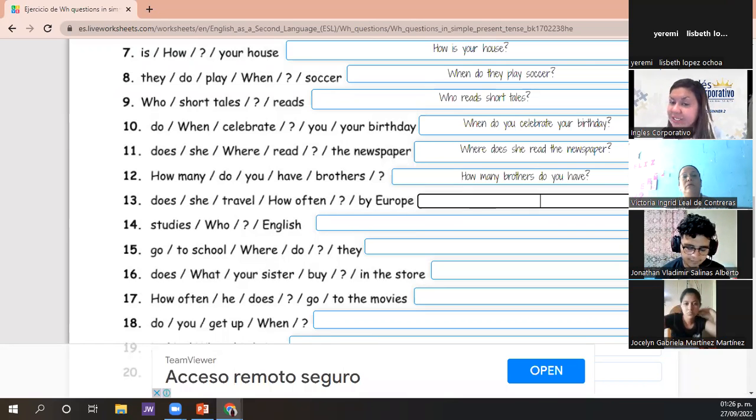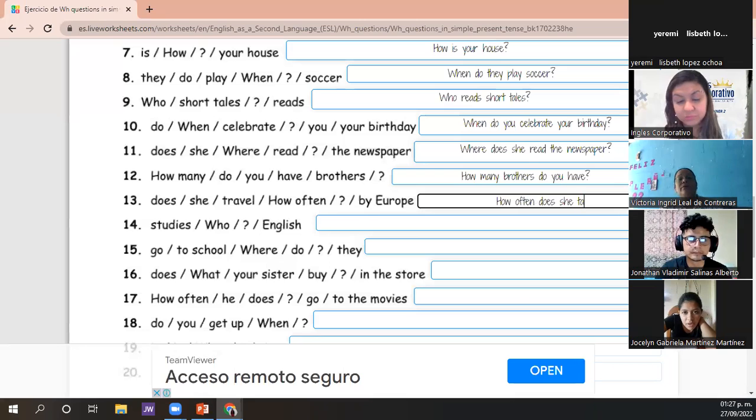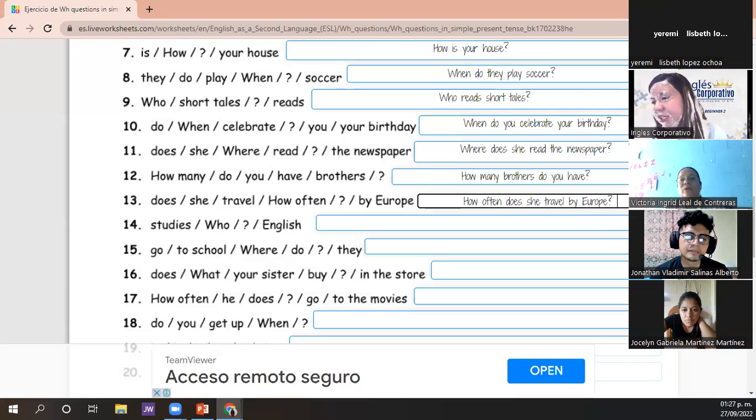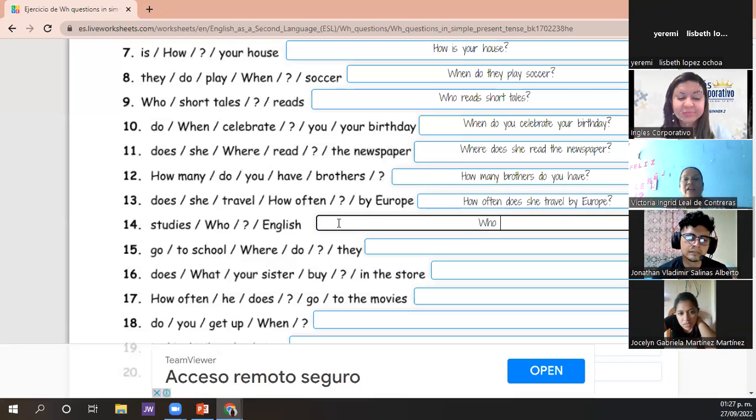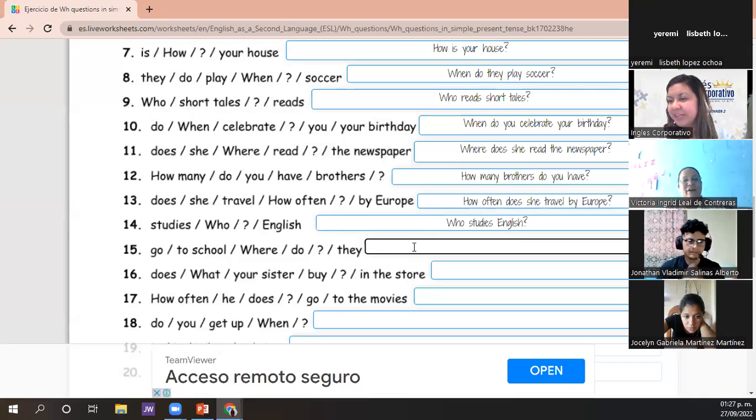Okay, number 13. How often does she travel by Euro? Okay, 14. Who studies English? Exactly. ¿Quién estudia inglés? Who studies English? Me. All of you. Okay, number 15. Where do they go to school? Exactly.